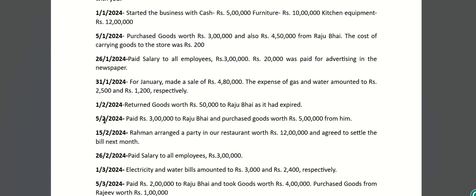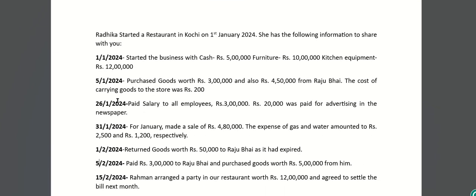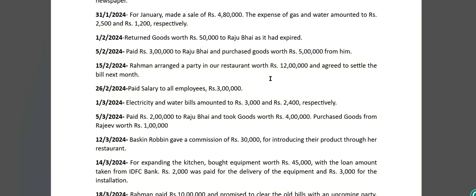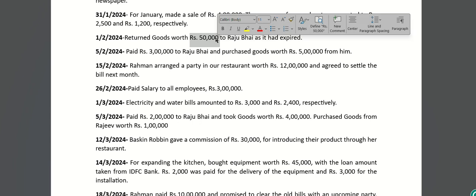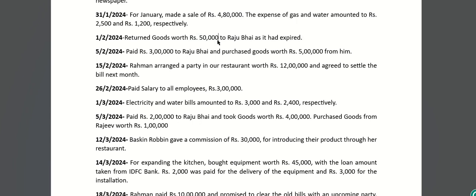On the same day last month, the 5th of January, we purchased goods worth rupees 4,50,000 from Rajiv Bhai. Last month on the same day, we purchased goods for over rupees 4,50,000 from Rajiv Bhai. This month, what are we doing? Out of that, we are returning goods for rupees 50,000. So we are going to write a journal entry for that.